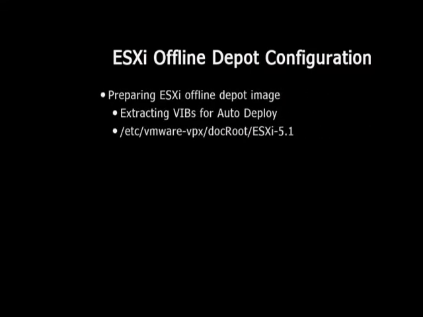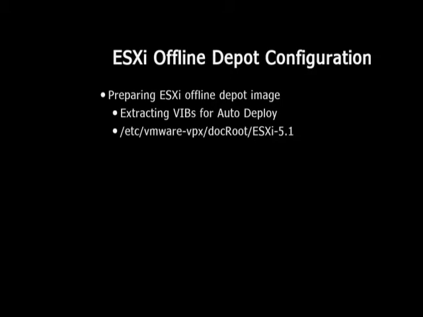The next part, before we start the actual configuration, is we need to take our offline depot and extract the VIBs out of this zip file. And the VCSA is also a web server. So what we're going to do is create a temporary directory under the doc root folder.